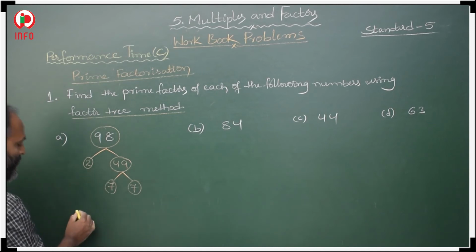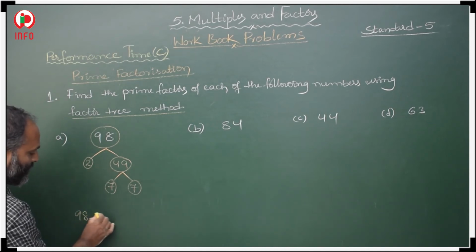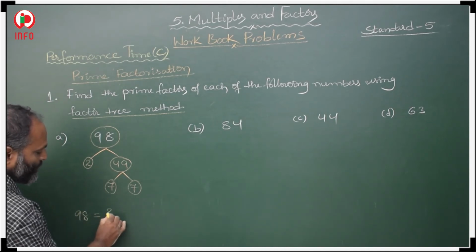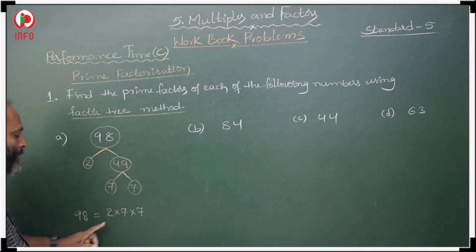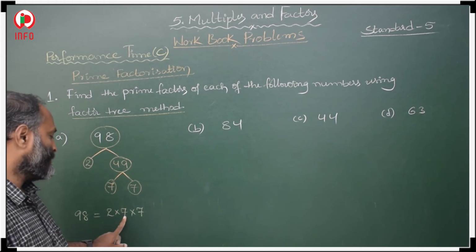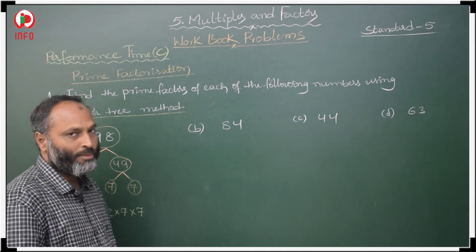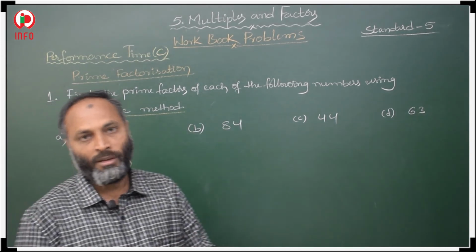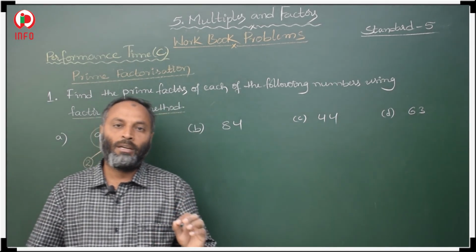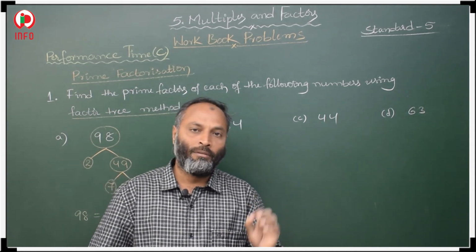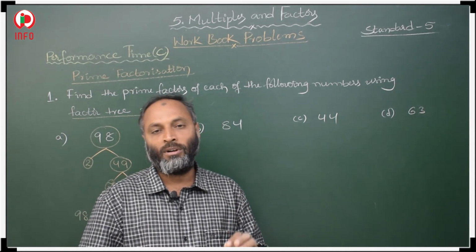Now, 98 in prime factors, as a product of prime factors, is 2 into 7 into 7. 2 is a prime number, 7 is a prime number and this 7 is a prime number. What is meant by a prime number? What is the prime number definition? The number which is divisible by 1 and itself is called a prime number.